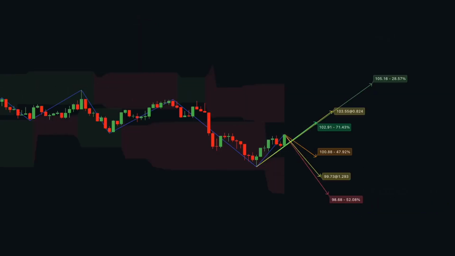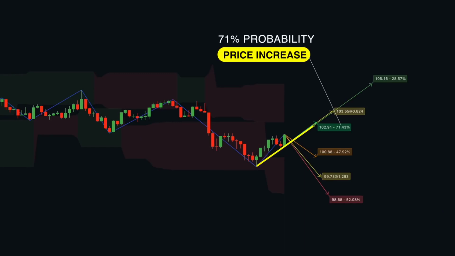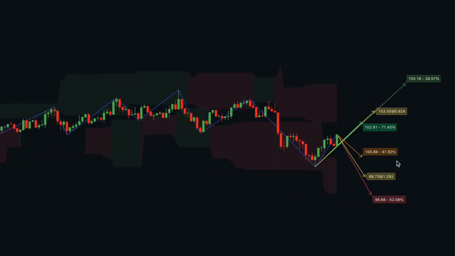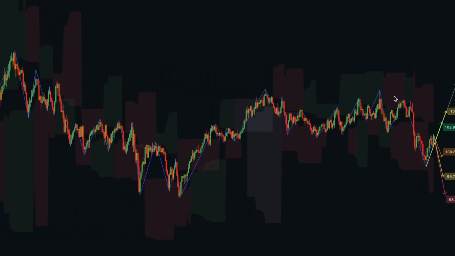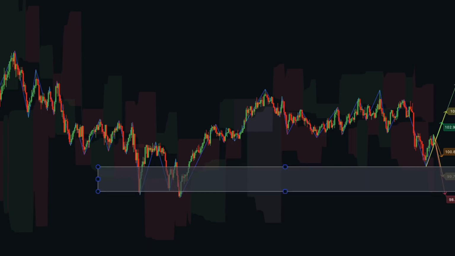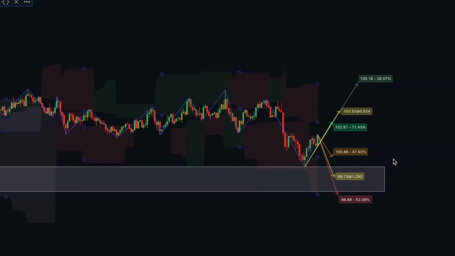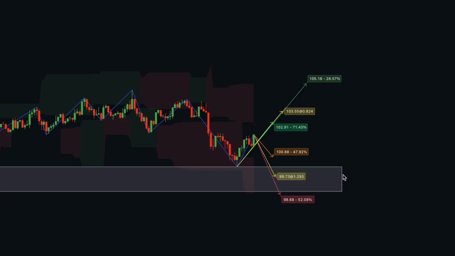For example, here the indicator projects that Solana's price will increase to this level. The probability of this happening is over 70%. Another factor to consider when going long could be a simple price action analysis, like finding key support and resistance levels. In this example, we see the price is near a strong demand level, around 100 USDT per coin.